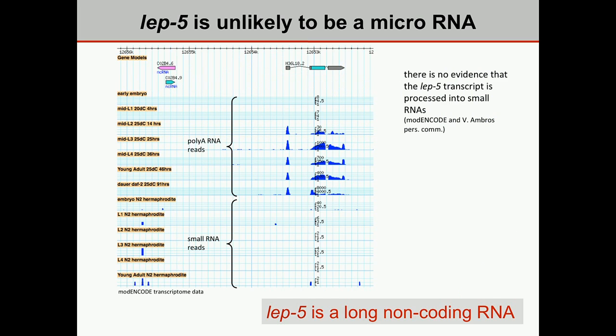Looking at modENCODE data, we see that LEP5, the full-length transcript, is highly expressed after the L1 stage, but in the small RNA reads, there is no signal, so we think that LEP5 is not processed into a microRNA, but functions as a long non-coding RNA.